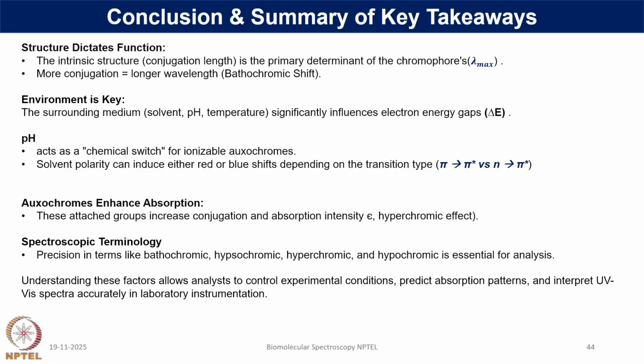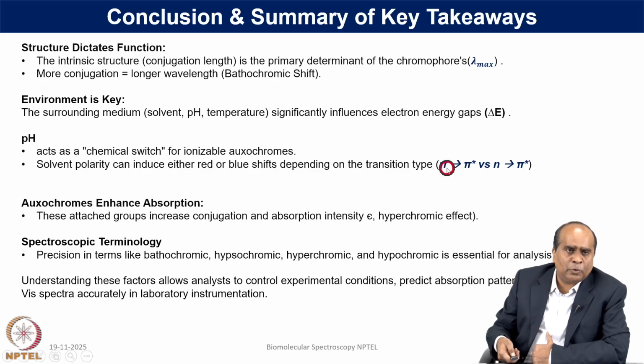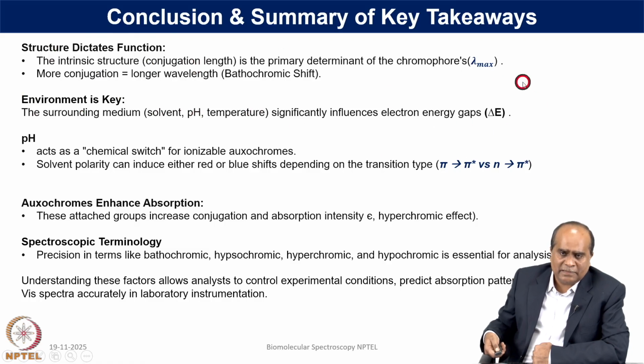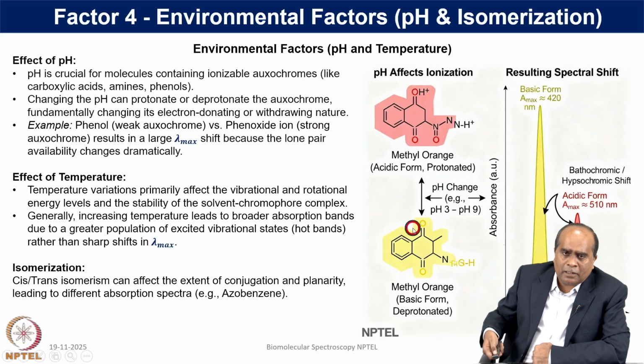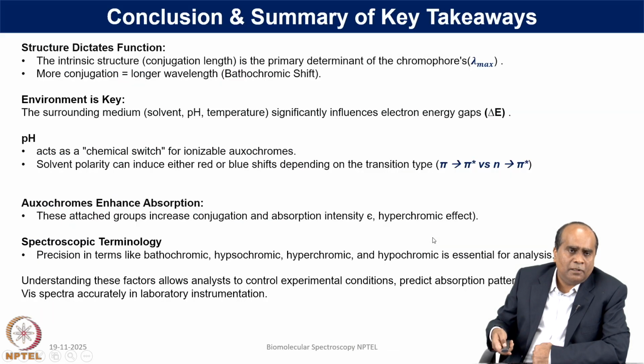So, let us conclude and summarize this portion. Structure dictates the function. We looked at the intrinsic structure: conjugation length is the primary determinant for chromophores; more conjugation, longer wavelength, bathochromic shift. Environment is key. The surrounding media, like solvent, pH, and temperature, significantly influence the electronic gap, delta E. pH is one of the important factors. It acts as a chemical switch, like we looked at in one of the examples here: pH change, color change. So, this can be used as an indicator of pH.